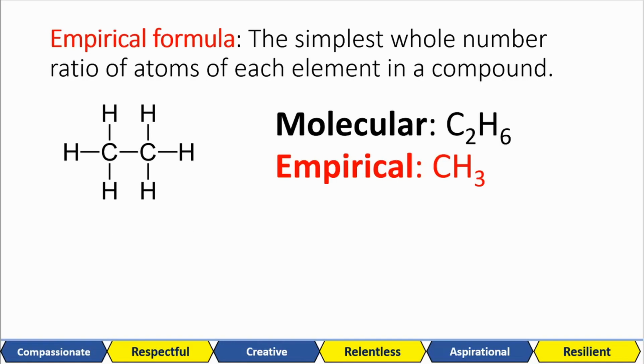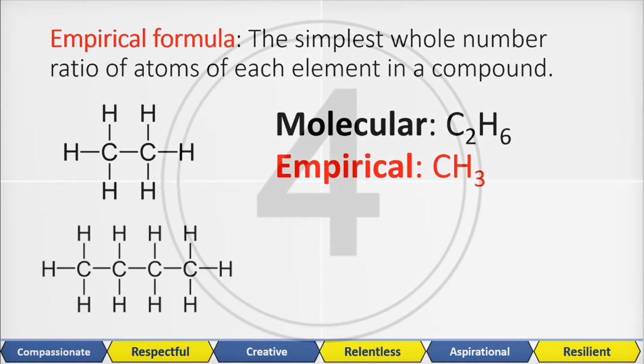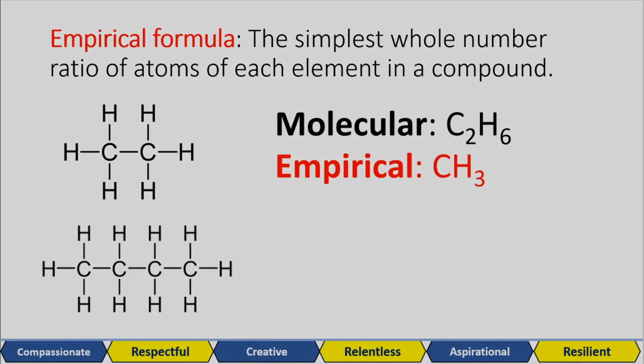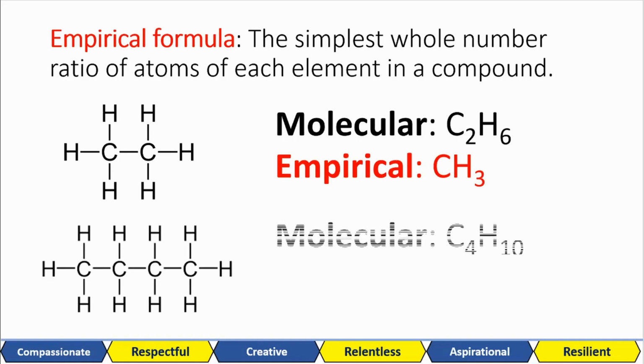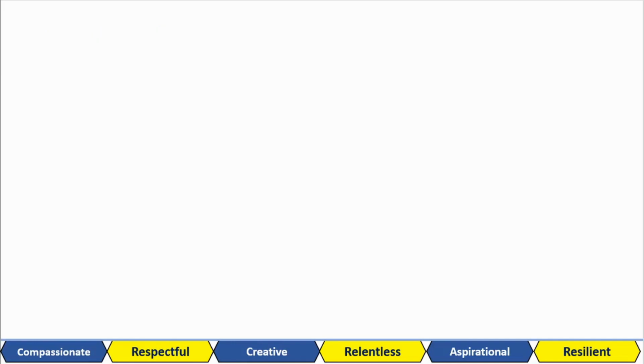Now do the same for butane. Write out the molecular and the empirical formula. The molecular formula is C4H10 and the empirical formula will be C2H5. Let's go through some questions now before we move on to the harder bits.